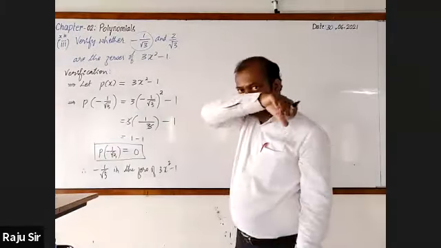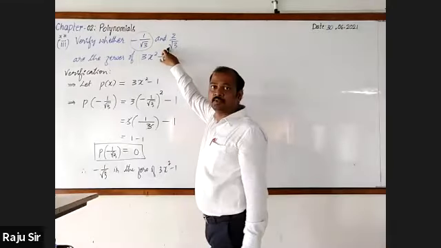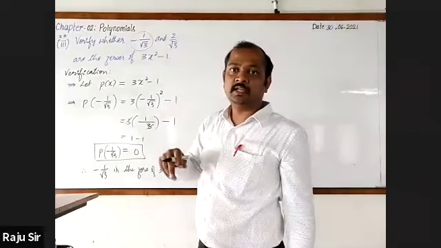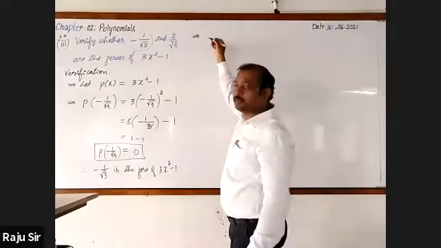Next, let us check whether 2 by root 3 is the 0. What answer? If it is 3, is it a 0? No, sir. Very good. Definitely you are right. Then cross check with my writing.